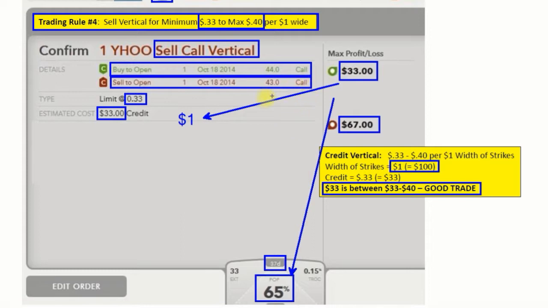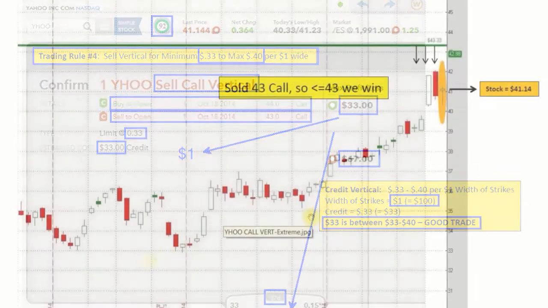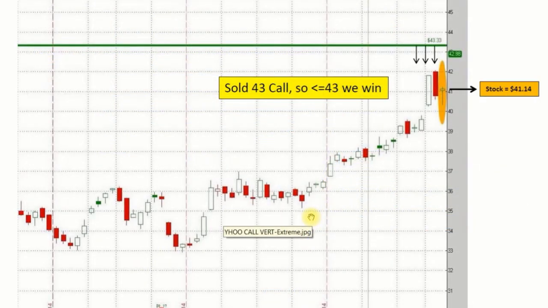So it meets all our rules. It's between 33 and 40 cents per dollar width. It's close to 45 days. Our POP is 65%. This is a great trade, and that is how you sell a vertical. In this case, it's calls, but that is how you sell a vertical. And just because I think it's important to visualize what we're doing here, we just sold the 43-44 call spread. So what does that actually mean, when we're looking at the world and stocks in general?